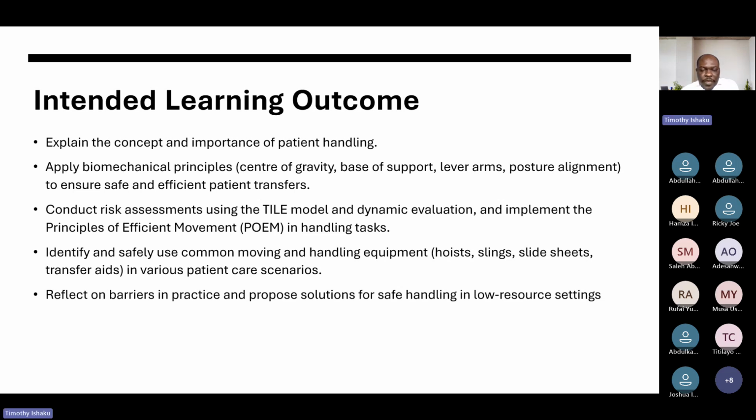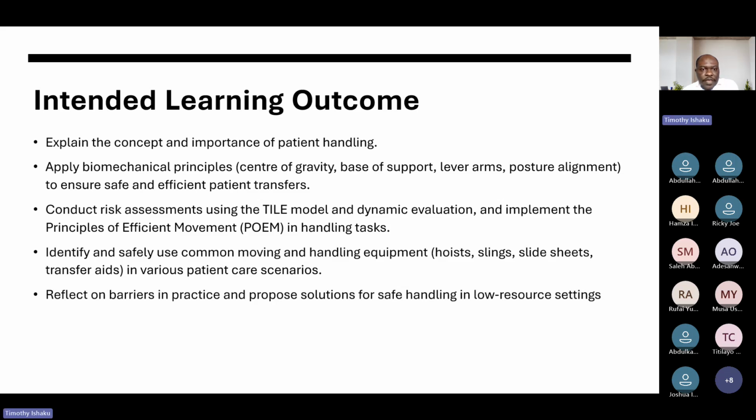There is risk assessment. There are documented risk assessment templates or frameworks that guide us in terms of when we want to do those handling. We'll look at those templates of risk assessment and how we can use them in our day-to-day practice.